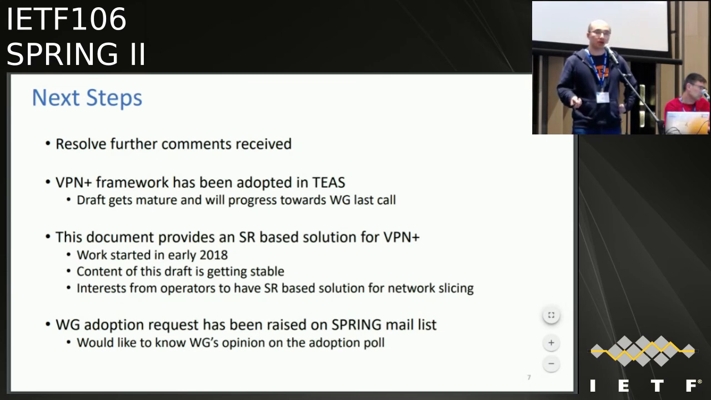For the next steps, we received some further comments, which we can resolve in the next version. We think the framework has been adopted in TEAS and is getting mature towards working group last call. For this document, we have already worked on it since early 2018, and the content of this draft is also getting stable. We already see much interest from operators in a segment routing-based network slicing solution. So we have raised this working group adoption request on the mailing list and would like to hear the opinions from the working group.